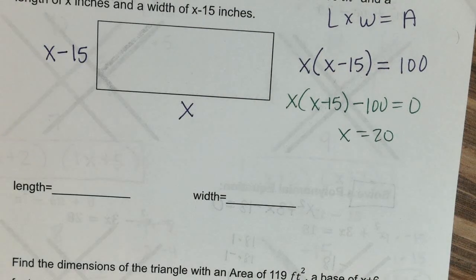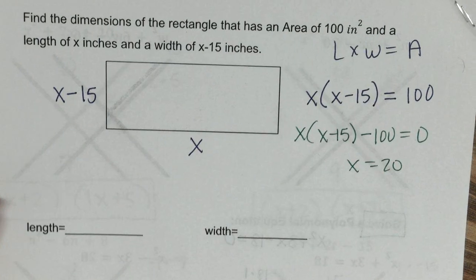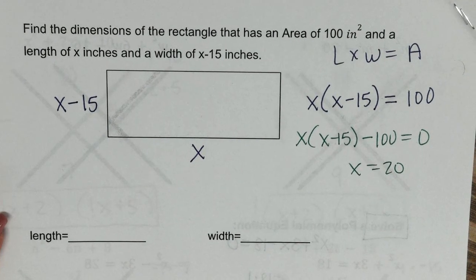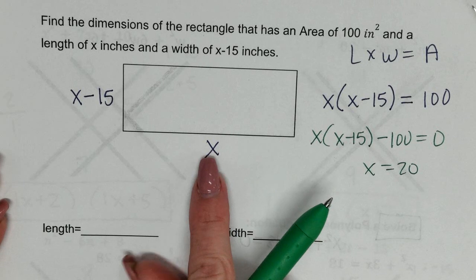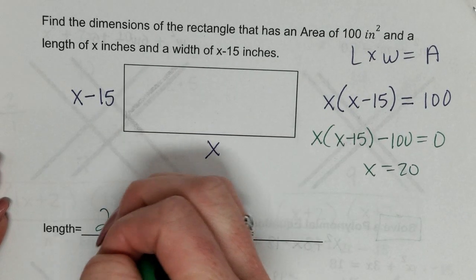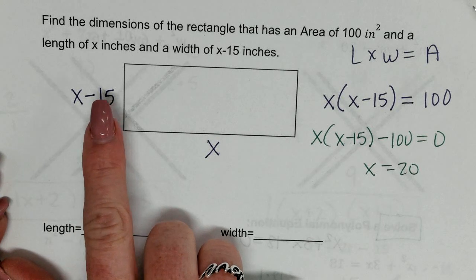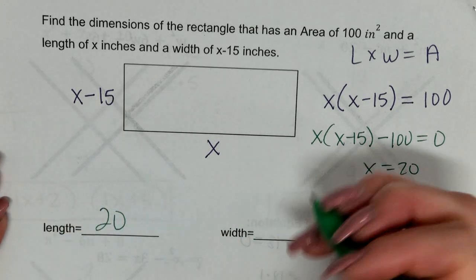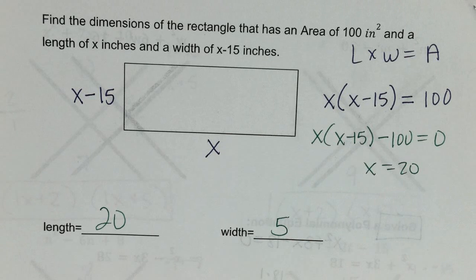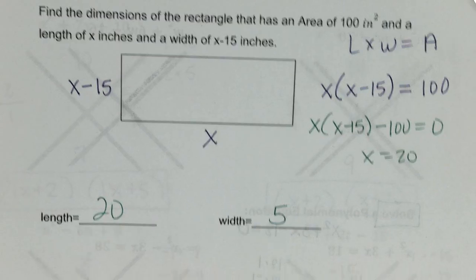Now, is that the answer to the whole problem? The question said, find the length and the width. Well, what is the length? 20, because it's x. What is the width? X minus 15, which is 20 minus 15, which is 5. All right, let's go do the next one.